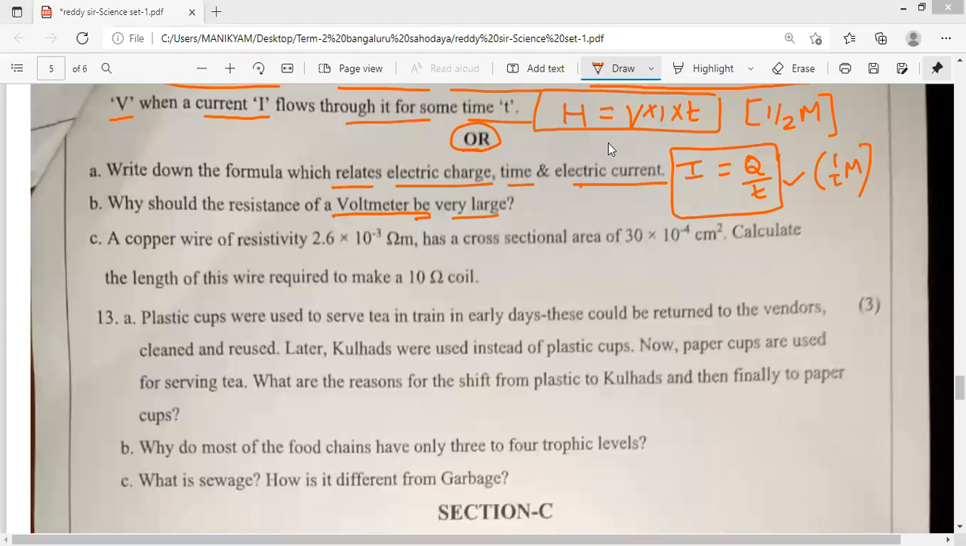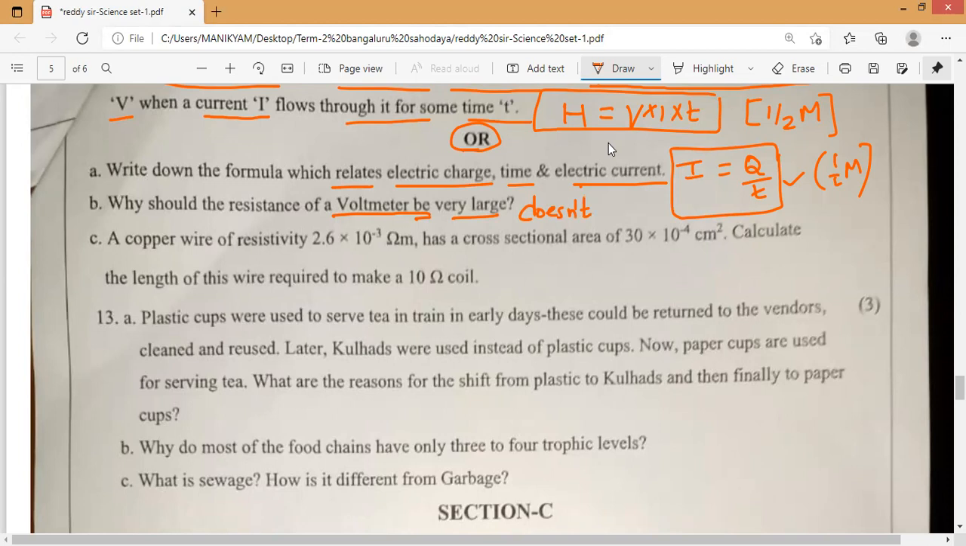So why should the resistance of a voltmeter be very large? Because it does not allow the current to pass through it. That is the reason it should have very high resistance. Understand, everybody? And in the same way, why does the ammeter have very low resistance? It should not produce any resistance to the current, otherwise it will not measure the exact amount of current passing in the circuit.